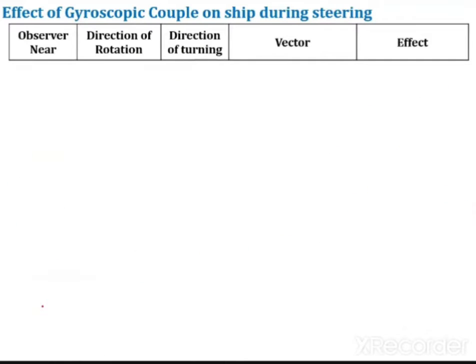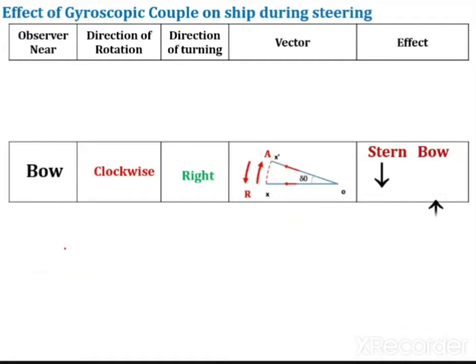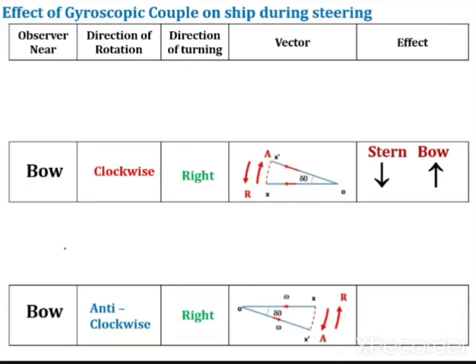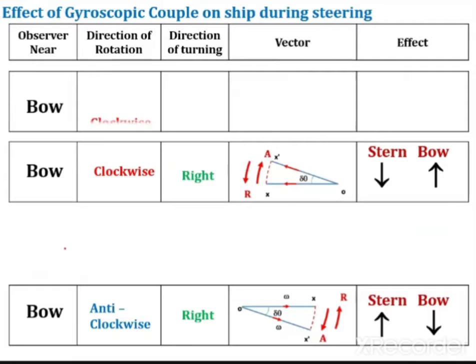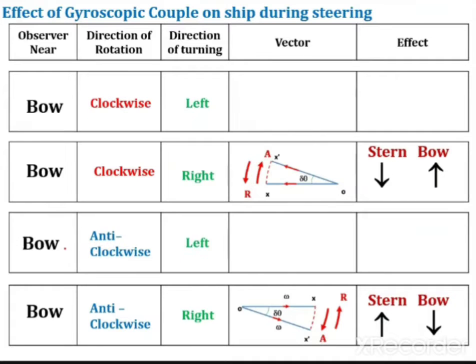Okay, so have you understood, or shall I take one more example? If you want, I can take a last example. Otherwise, I will move to the next point. If anybody wants one more example of another type: bow clockwise right, bow anti-clockwise right. Okay, you can take one more example: bow clockwise left, bow anti-clockwise left.